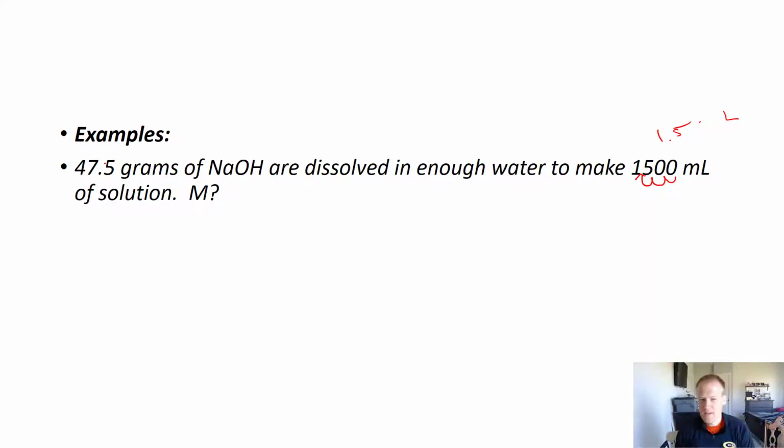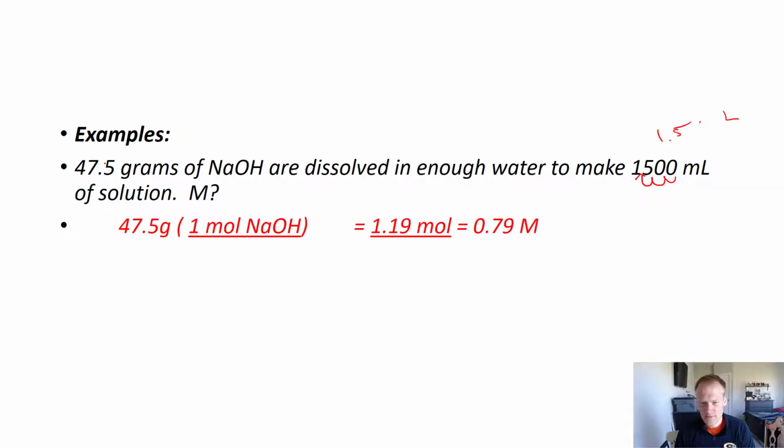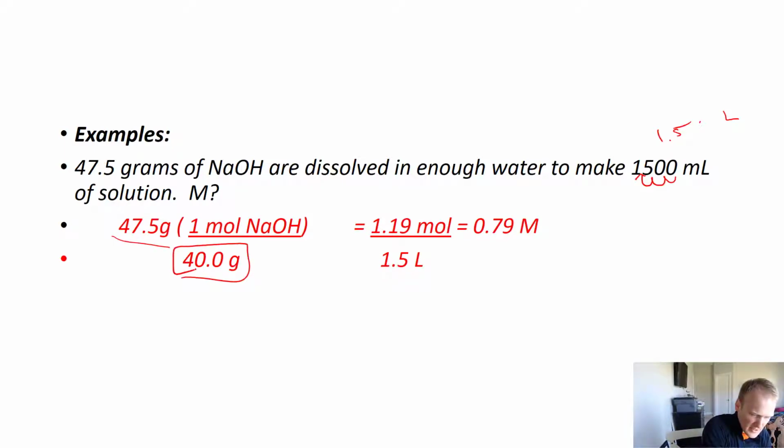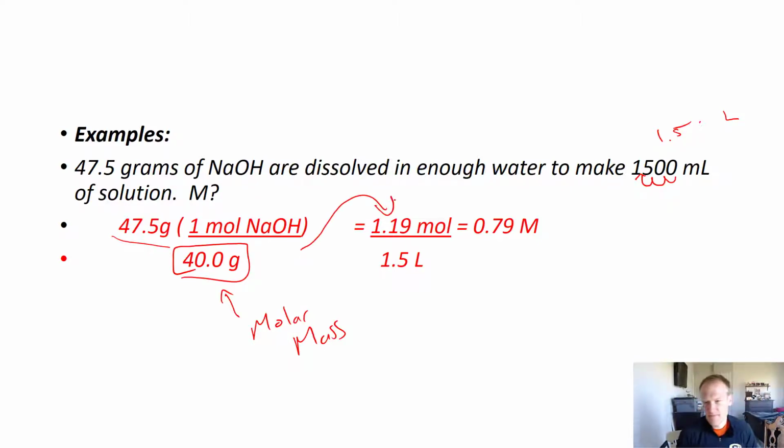And then we need to take 47.5 grams and convert it to moles. So the first step would be to take 47.5 and divide by 40. This is the molar mass. When you divide the number of grams by the molar mass, which would be 1 atom of sodium, 1 atom of oxygen, and 1 atom of hydrogen, that gives us the moles. Then we divide by 1.5 liters, and that gives us 0.79, and we put a capital M for molarity, or molar solution. This is actually one of the more complicated problems because you have to do two conversions before you can get moles and liters. But this is pretty much as complicated as it's going to get for molarity.